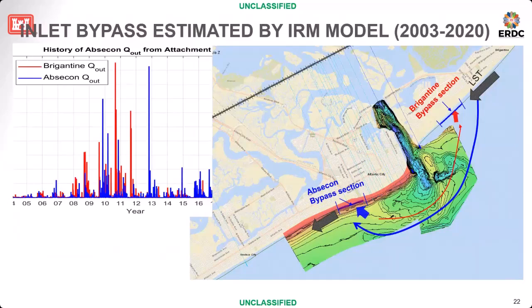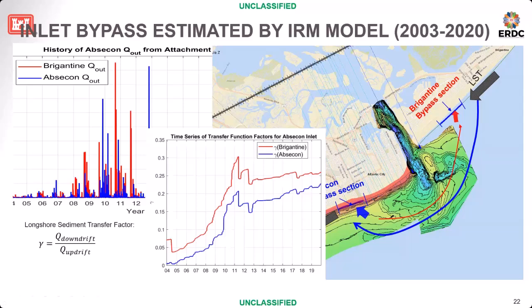Back to the bypassing effect, the inlet reservoir model can provide this bypass flux. Red flux means transport from south to north toward Brigantine Island, and the blue is transport from north to south. Of course, the dominant downdrift direction is from north to south. You can calculate the bypassing effect using a bypassing factor, but never mind.